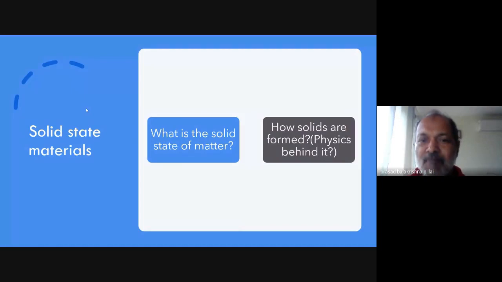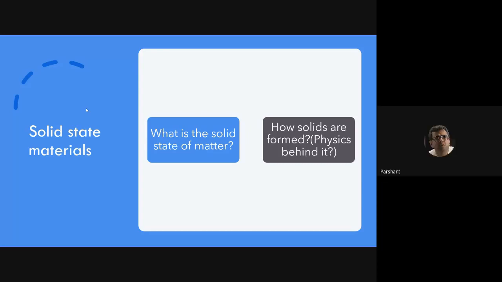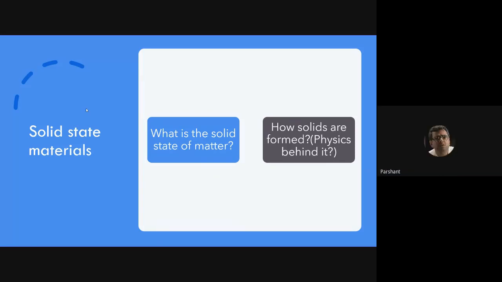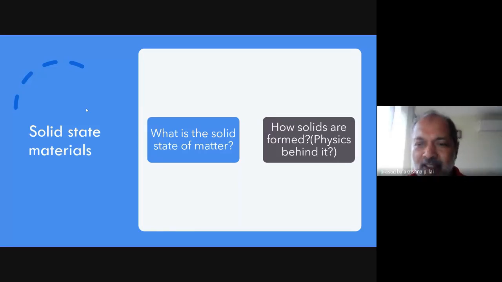Because that's very important, the properties which we are going to discuss are mostly observed in the solid state of matter. We all understand, right from school days, that matter can exist in how many states? So, basic three states: solid, liquid, and gas.